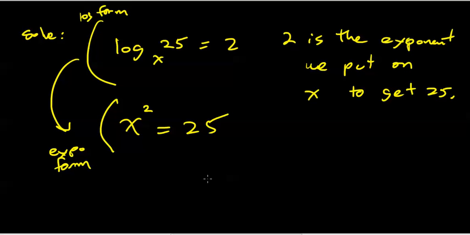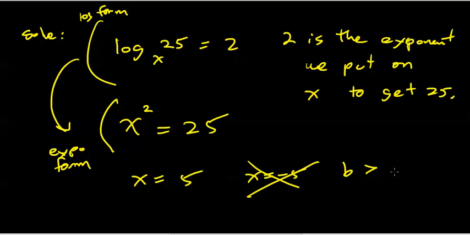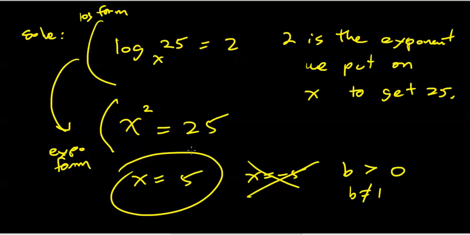Still has the same information. And if x squared equals 25, that of course means x is 5. I suppose you could claim x equals minus 5, but remember we are assuming that bases in logarithms are always positive and cannot be 1. And so the solution to this equation is x equals 5.